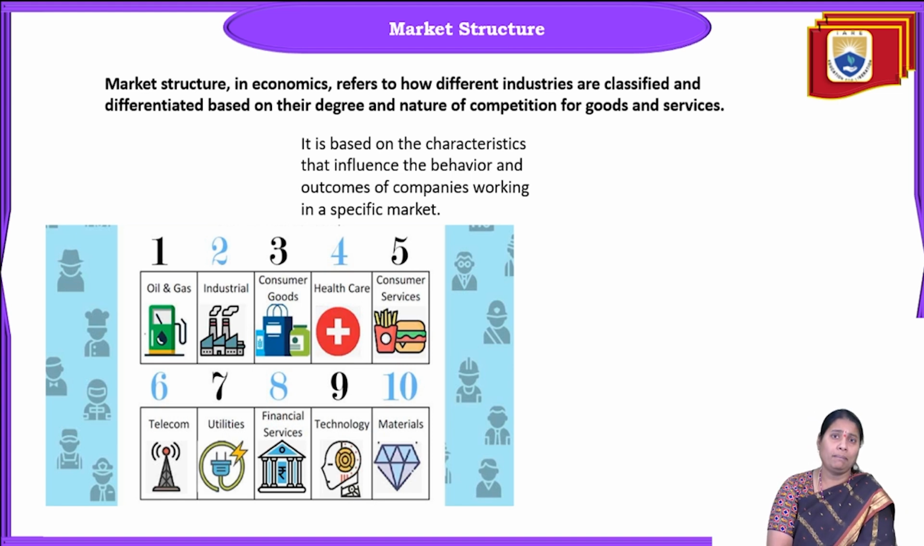Sometimes we can also see the brand of the particular product, who has manufactured it, what the labeling is, what cautionary instructions are provided, and what the expiry date is. We take everything into consideration, right? That description of the exchanging place is called the market structure. So it always refers to how different industries are classified and differentiated based on the degree and nature of competition for goods and services.